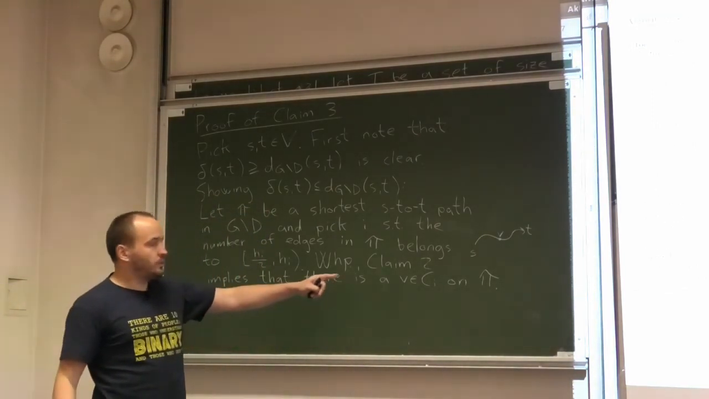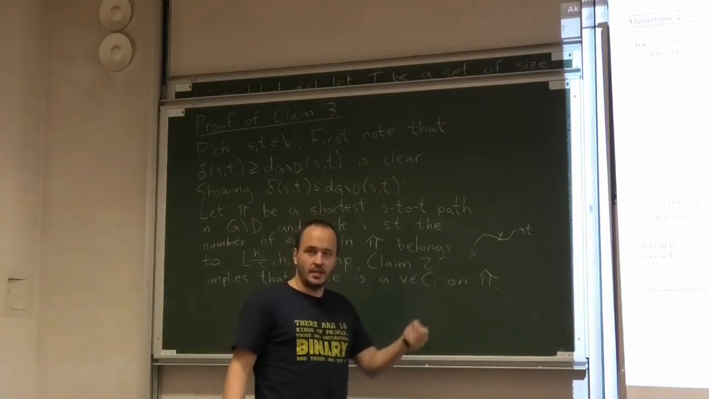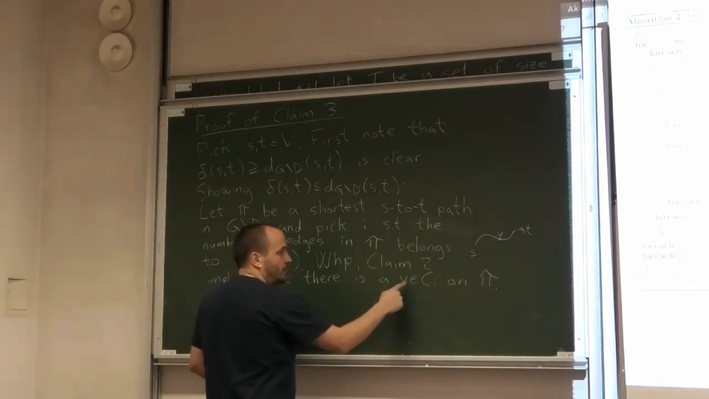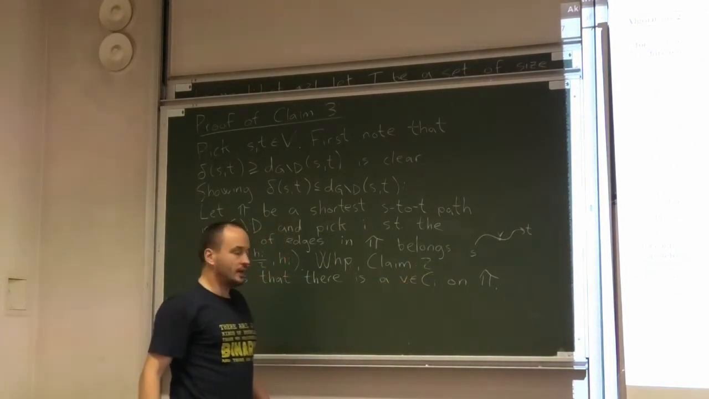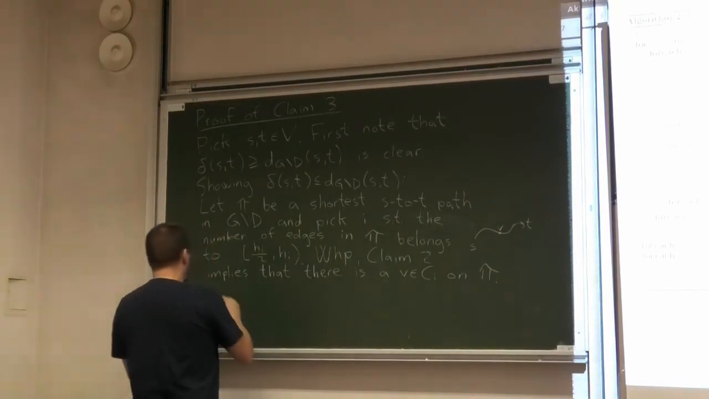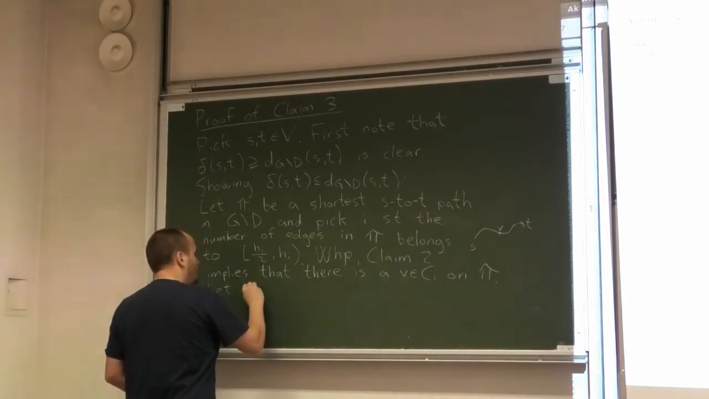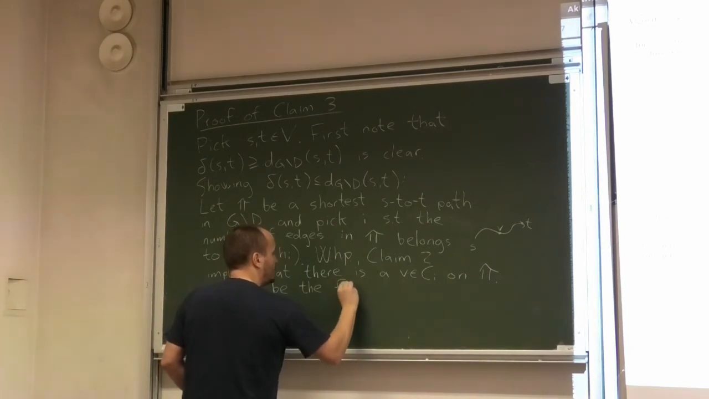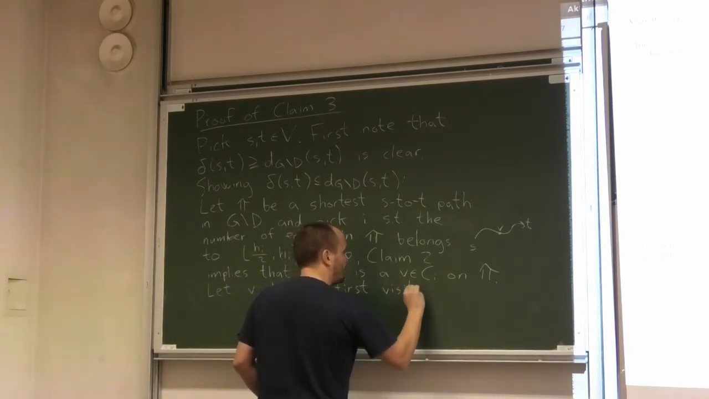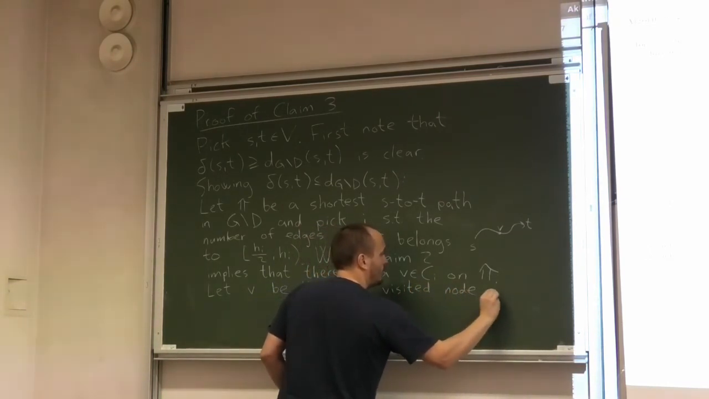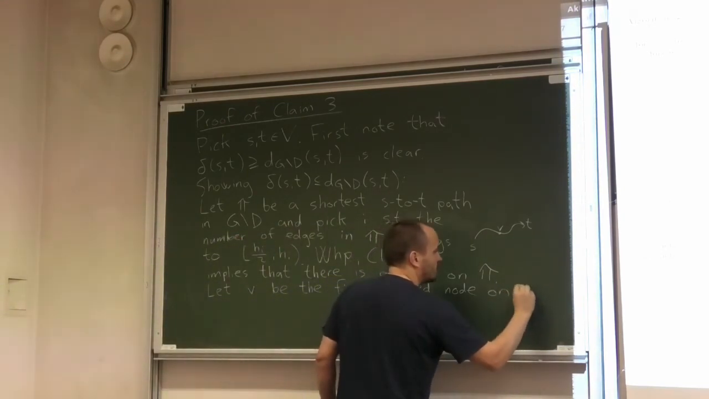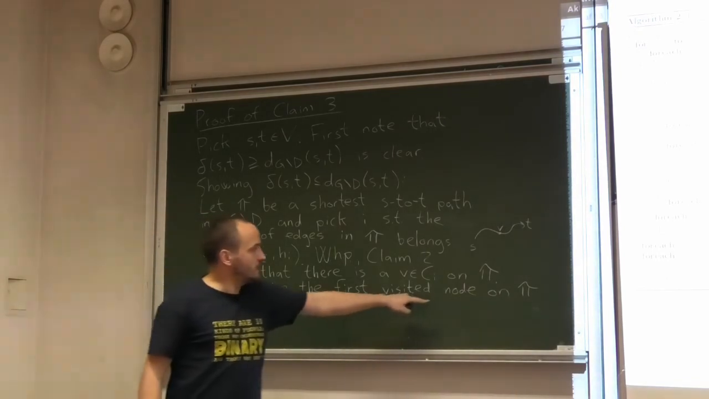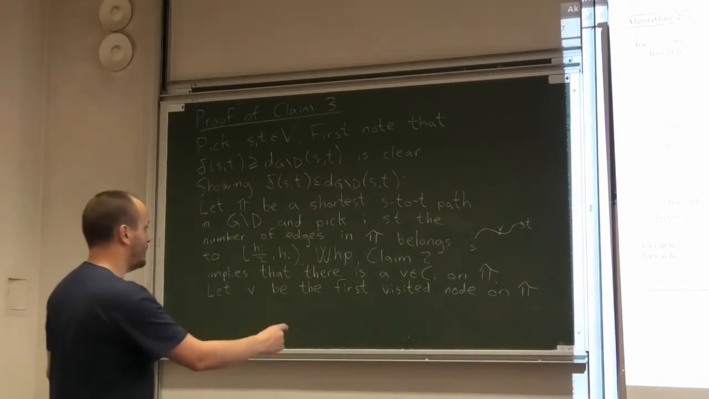Now, remember what we did in the pre-processing? We visited a center vertex, then a non-center vertex, center vertex, non-center, right? Let V be the first, so now we know that there is a center vertex V on this path. Actually, no, let me say that differently. Let V be the first, not necessarily center vertex, let V be the first visited vertex, so it could be a center vertex or a non-center vertex. But there is one belonging to Ci, and every vertex in Ci was visited. So there must be a first visited node in this ordering in the pre-processing step that is on pi.